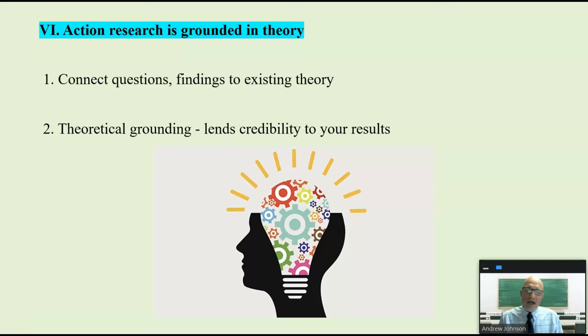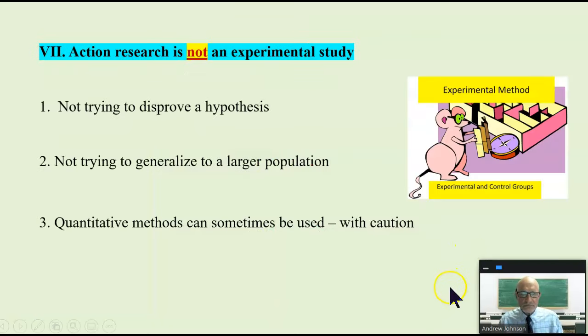Now remember what I said up front. Action research connects research and theory to classroom practice. It's one of the best ways to make that direct connection. Action research is not an experimental study. You're not trying to disprove a hypothesis. There's no experimental and control groups or independent and dependent variables. You're not trying to generalize to a larger population. The goal is to understand what's occurring in a particular setting. Now, quantitative methods are sometimes used with caution to look at a particular situation. This does not mean that quantitative data is not collected. Most often, qualitative methods are used as part of this.